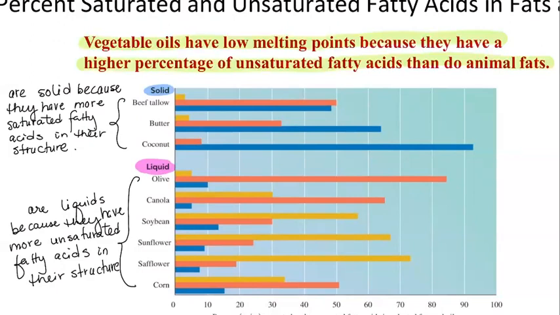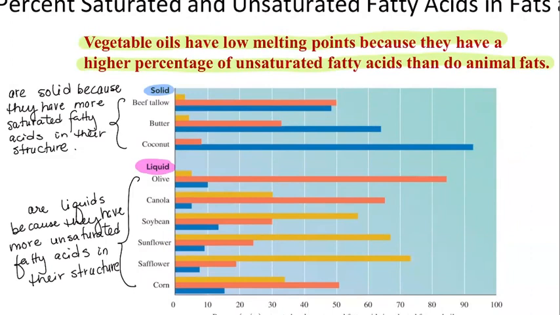So understand that if you are comparing different triacylglycerols, the ones that are going to be liquid are going to have more unsaturated fatty acids. The ones that are solid are going to contain more saturated fatty acids. And when it comes to melting point, the more saturated fatty acids, and the longer that saturated fatty acid in your molecule, the higher the melting point, compared to, for example, triacylglycerols or triglycerides that have more unsaturated fatty acids.